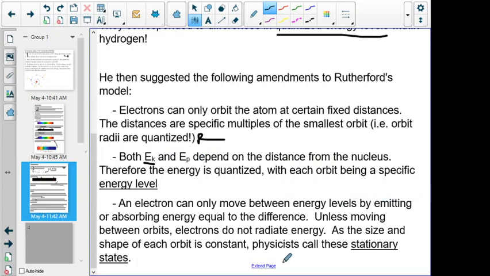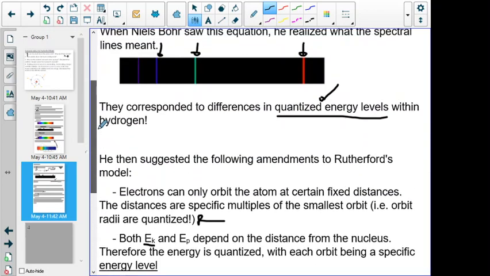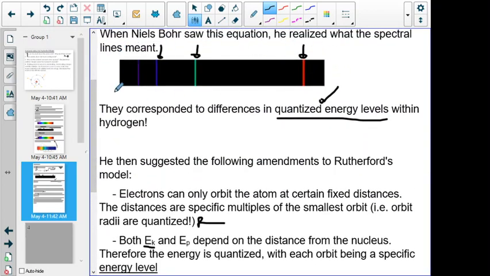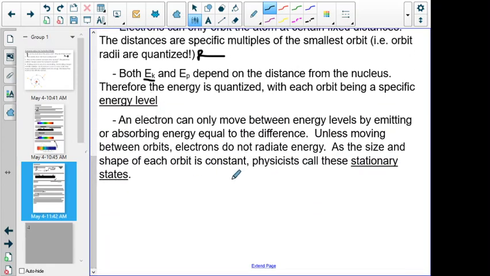And the final amendment he made, and this was one that explained this spectrum phenomena, was that an electron can only move between energy levels by either emitting or absorbing energy equal to the difference. Now, here's where things get a little interesting, because he says unless an electron moves between orbits, it doesn't radiate energy. Now you might go, well, wait a minute. If it's still orbiting, is it still accelerating? Because if it's accelerating, shouldn't it have to emit EMR? If it's not accelerating, what's going on? How is it moving such that it stays within a certain area but doesn't accelerate?